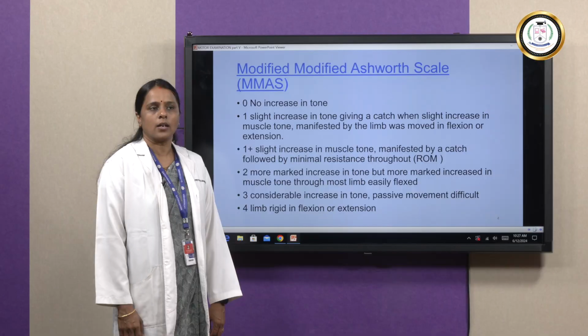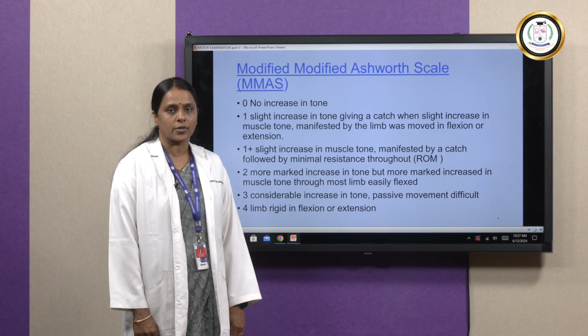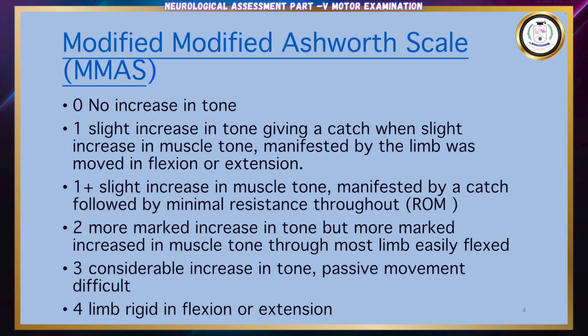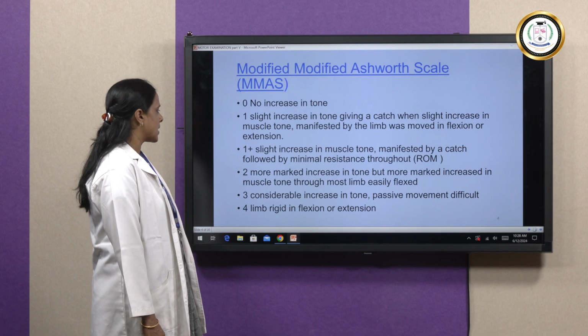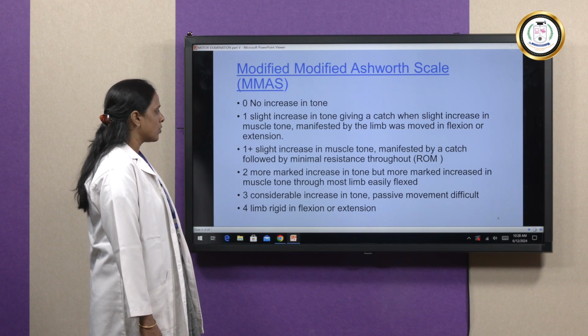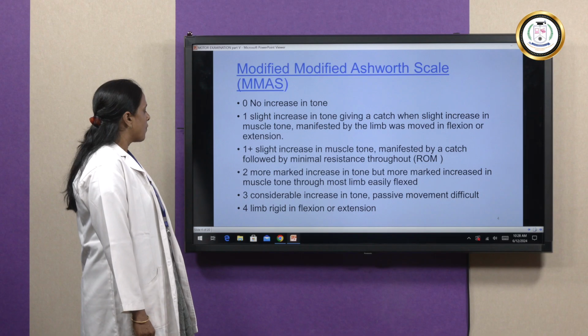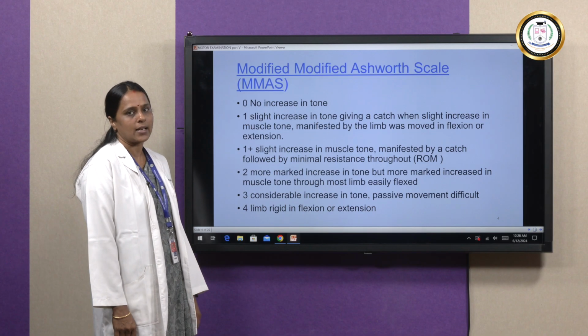For that, most commonly to check the increased tone or spasticity of the muscle, we use the modified Ashworth scale. In this scale, 0 is no increase in tone. 1 is a slight increase in muscle tone, manifested by a catch when the limb is moved in flexion or extension. 1 plus is a slight increase in muscle tone manifested by a catch followed by minimal resistance throughout the remainder of the range. 2 is a more marked increase in muscle tone through most of the range of movement, but the limb can be easily flexed. 3 is a considerable increase in tone, passive movements become difficult. 4, the limb remains rigid in flexion and extension.